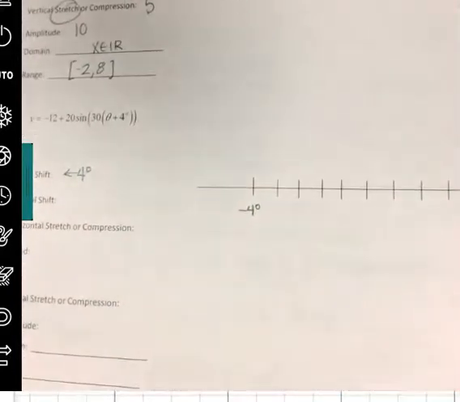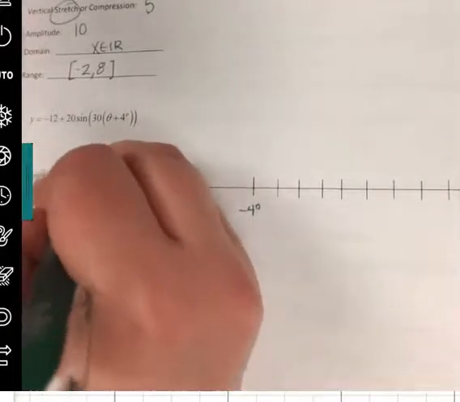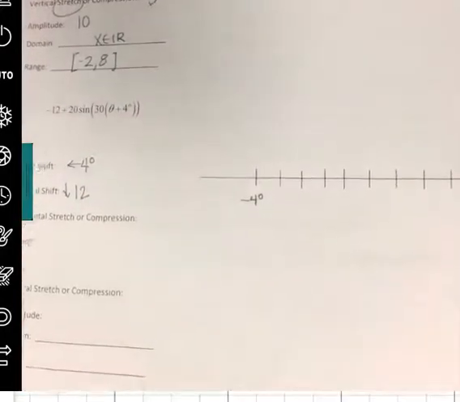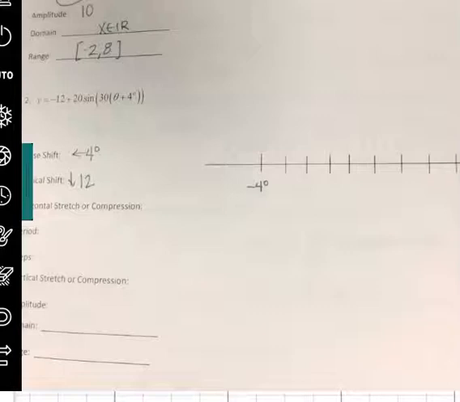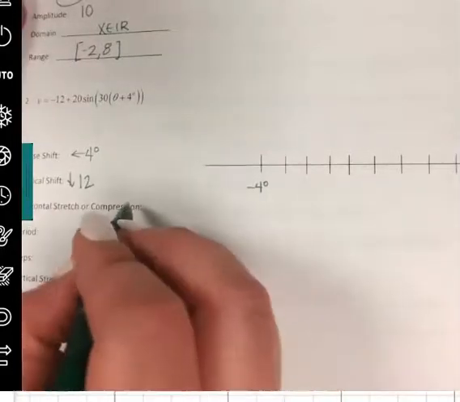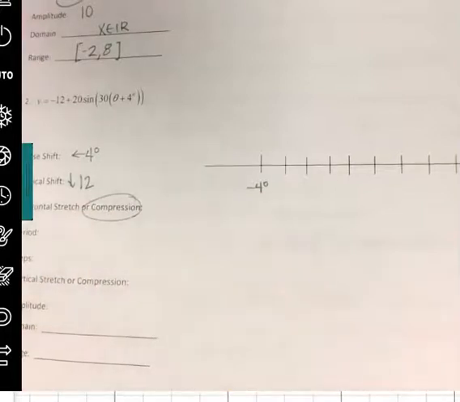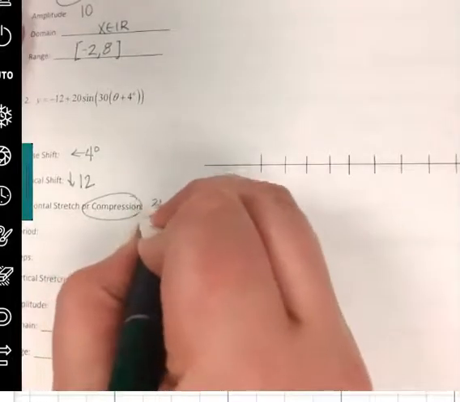My vertical shift, I see I have a -12 in the front. That means down 12. Then my number in the middle is a 30. Is that a compression or a stretch? 30 sounds like it'd be a stretch, but remember, in the middle, it's reversed. So that's a compression.